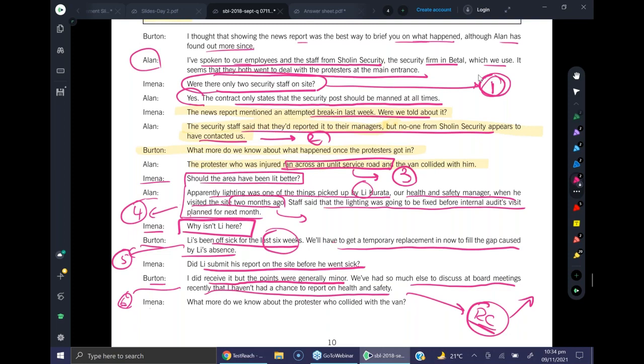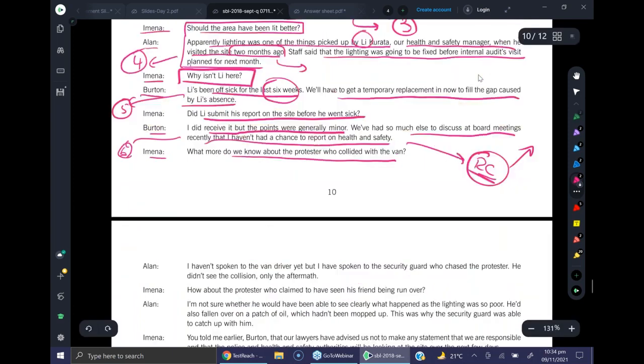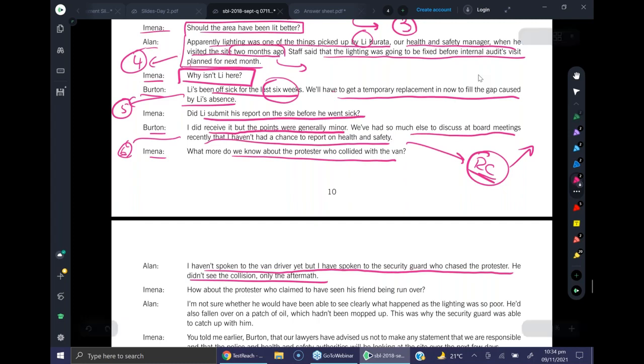Okay, Amina says, what do we know more about the protesters who collided with the van? Alan says, I haven't spoken to the van driver yet, but I have spoken to the security guard who chased the protester. He didn't see the collision, only the aftermath. So delay in speaking to the van driver, that's another control weakness.